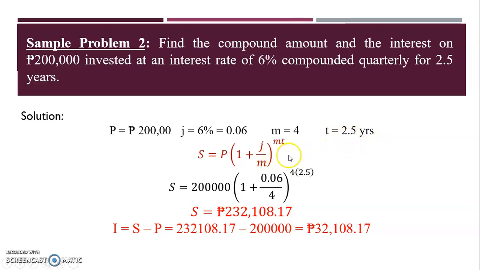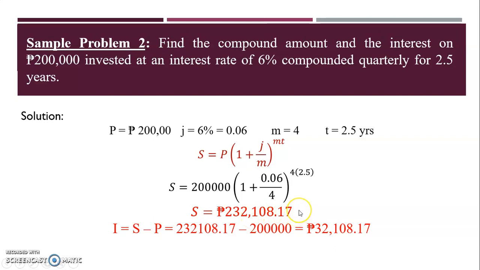We will use the same formula by substitution. S equals 200,000 times 1 plus 0.06 over 4 raised to 4 times 2.5. So, we solve this using our calculator. As 1 na yun, diretso dapat sa calculator. You will get S equals 232,108 pesos and 17 centavos.